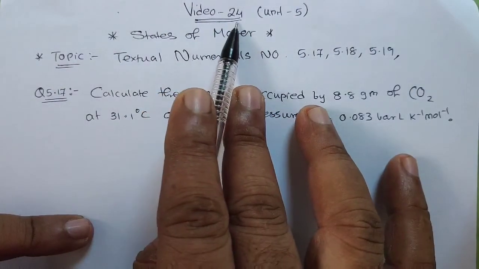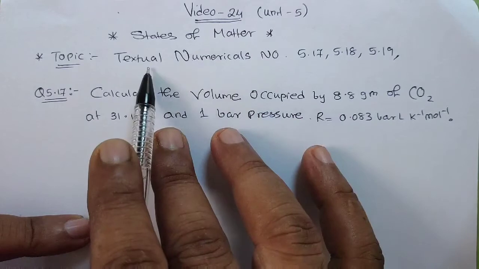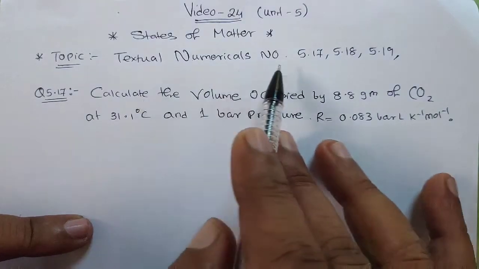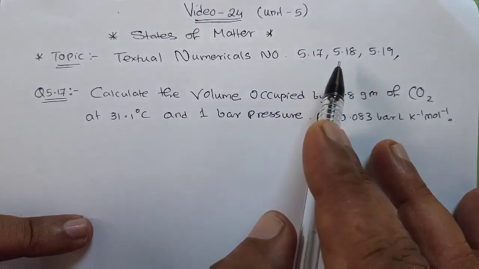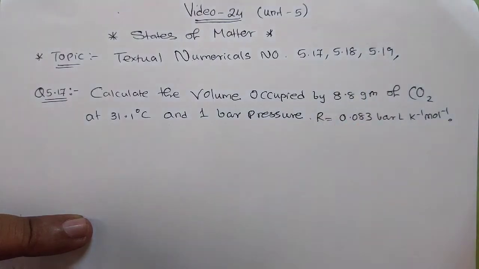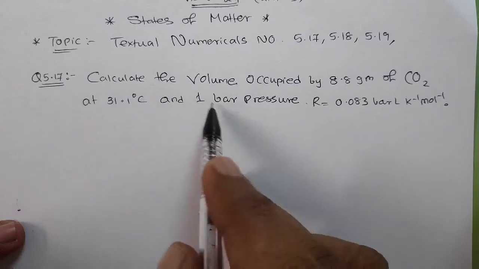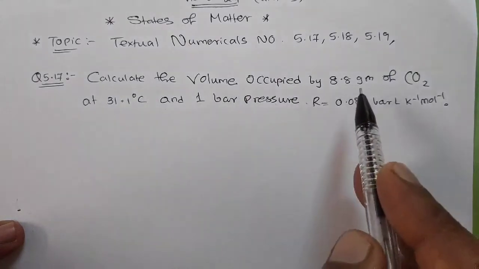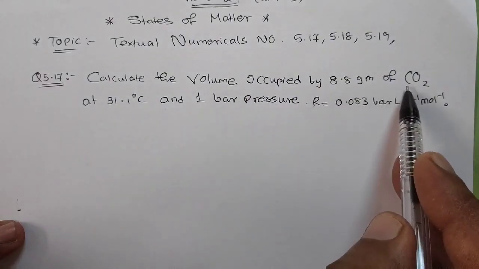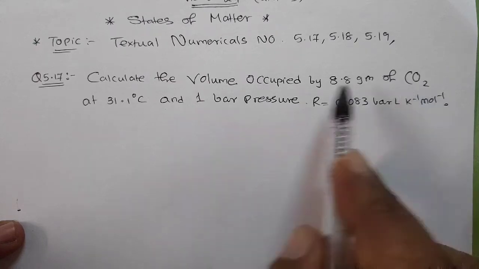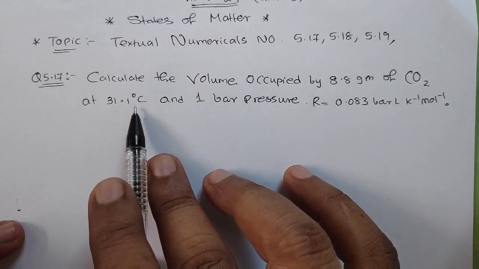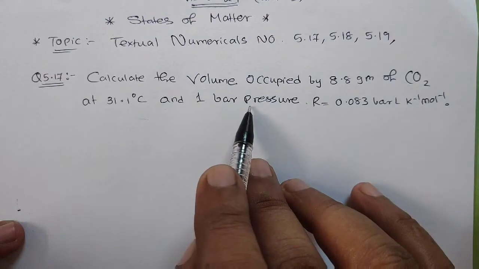In this video 24, the unit 5 states of matter, we are going to discuss the remaining textual numericals number 5.17, 18 and 19. So in this question 5.7, calculate the volume occupied by 8.8 gram of CO2, means weight of CO2 is given, at 31.1 degree Celsius and 1 bar pressure.